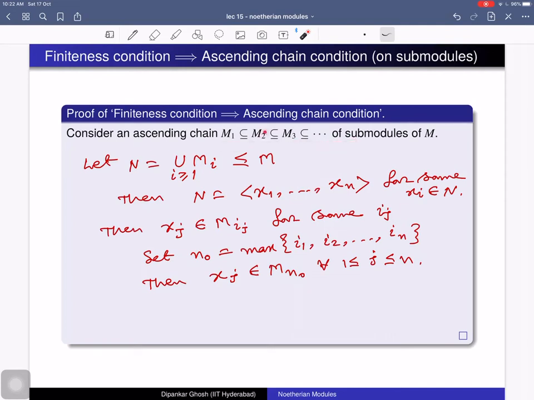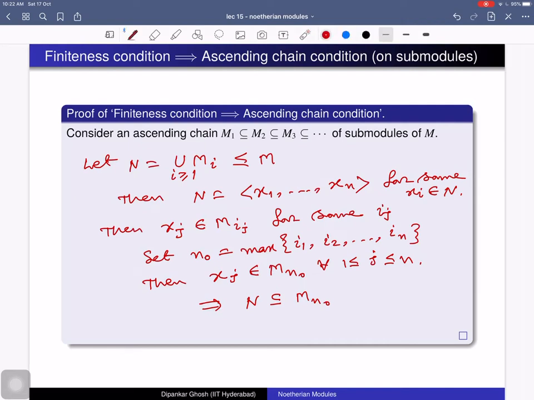So if the index is bigger, then that module is also bigger. So this index n naught is bigger than each index i1, i2, up to in. So M_ij will be contained in M_n0. Therefore this submodule contains all elements in this generating set, and thus N is contained in M_n0. And we claim that from n naught onwards all the submodules are the same.